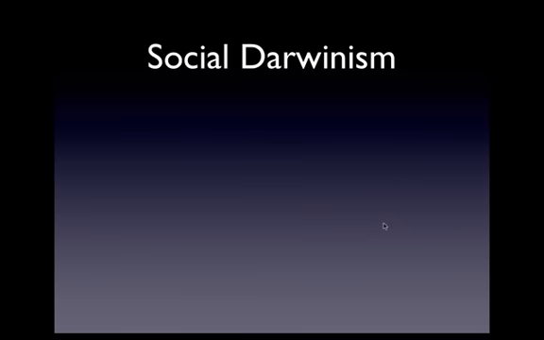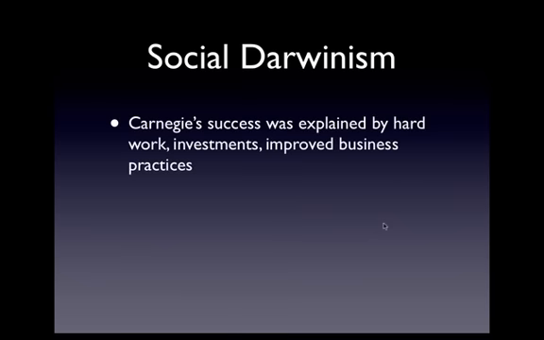Now, this idea falls under the big umbrella of what we're talking about today, which is the idea of social Darwinism. Carnegie's success specifically was explained by hard work, investment, and improved business practices. He knew exactly how much it cost for every single part of the process. He knew how to invest his money in good technology and people that had the brains and the skills to do what he needed done. And he worked his tail off.